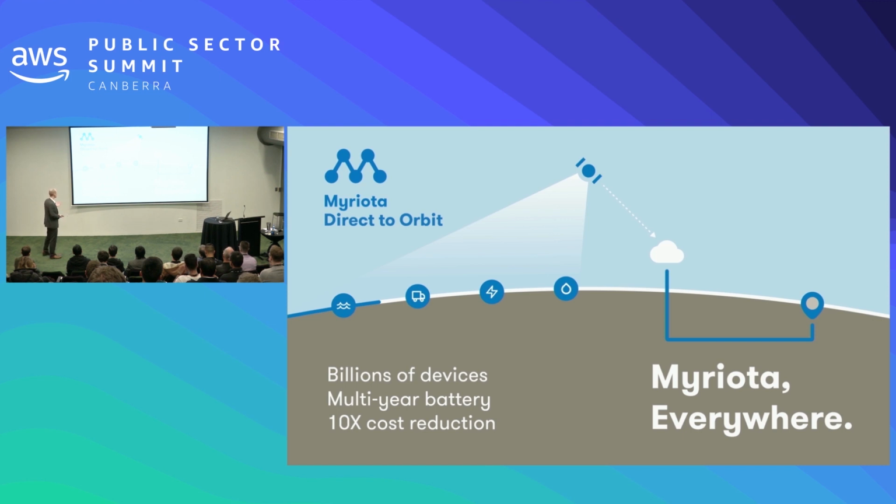So just putting some numbers on things here, billions of devices that can last in the field for more than a decade using batteries that you can purchase from your local supermarket, and a 10x cost reduction compared to the existing services. So in terms of price point, 1 cent to transmit a message through the system.